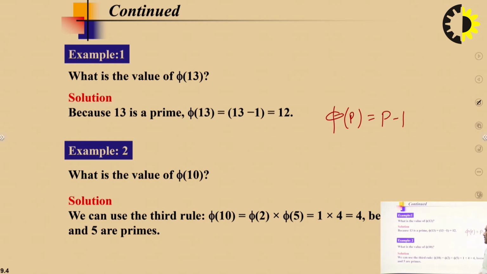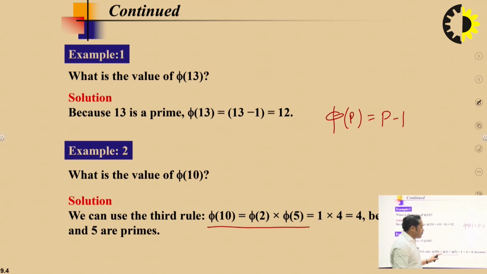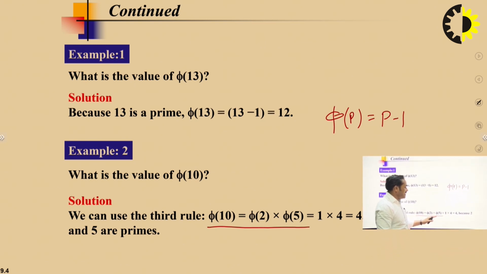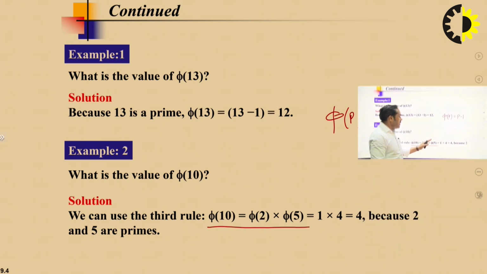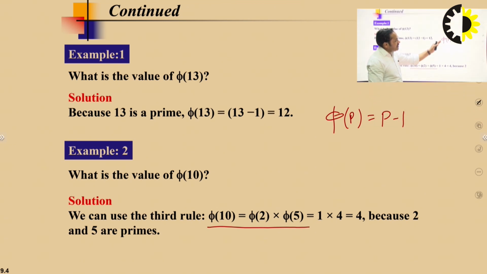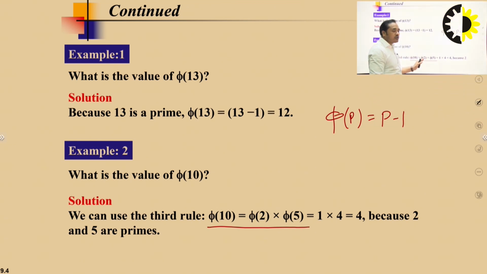So we can use the third rule, that phi 10 equals phi 2 into phi 5. Phi 2 equals 2 minus 1 by using phi p equals p minus 1, so you are getting the value 1. Phi 5 equals 5 minus 1, then you are getting the value 4. By multiplying 1 and 4, you are getting the answer 4. So 4 is the final answer, using the two different prime factors of 10 to get the value of phi 10.